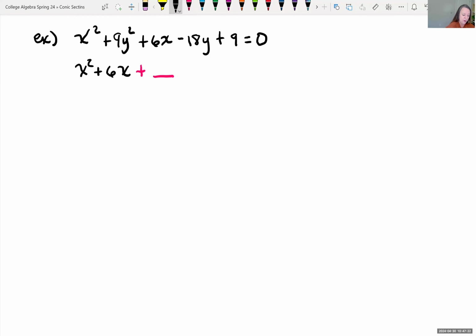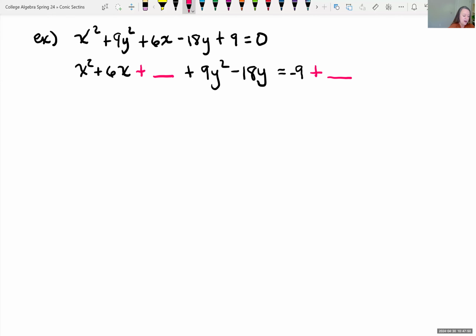And I'll figure out what that is in a second. Plus 9y squared minus 18y is equal to -9, because I have to subtract 9 on both sides to get that constant to the other side, plus whatever I added on the left-hand side. Whenever I add on one side, I have to add on the other.